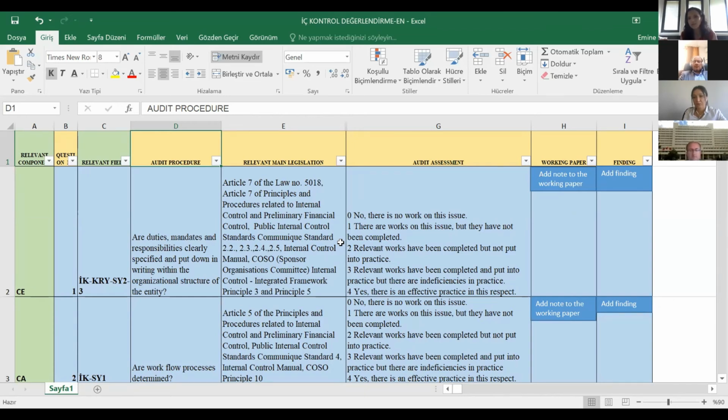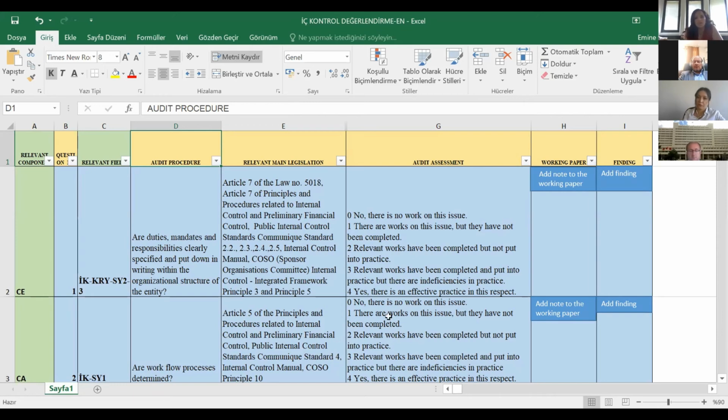And if these inefficiencies can be subjected to the compliance audit, the audit teams write down some audit findings and they place them in the audit report. But I must warn you, not all inefficiencies are related to compliance. And then score 4, yes, there is an effective practice in this respect. It means yes, there are 3 systems, and they are functioning effectively and efficiently.